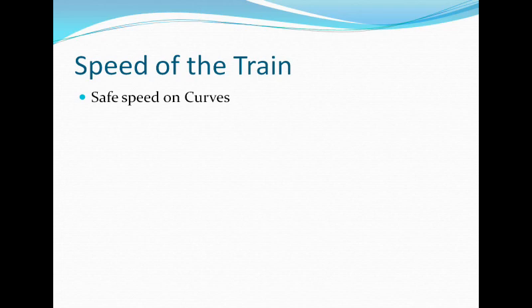In our previous sessions we looked at how the gradient affects the geometric design of a track. In today's session we will look at how the speed of the train affects the geometric design of the track. The speed of the train depends upon the strength of the track and the power of the locomotive. What it means is, if the track on which the train passes is strong enough to withstand the fast moving load of a train, then you can increase the speed of the train.